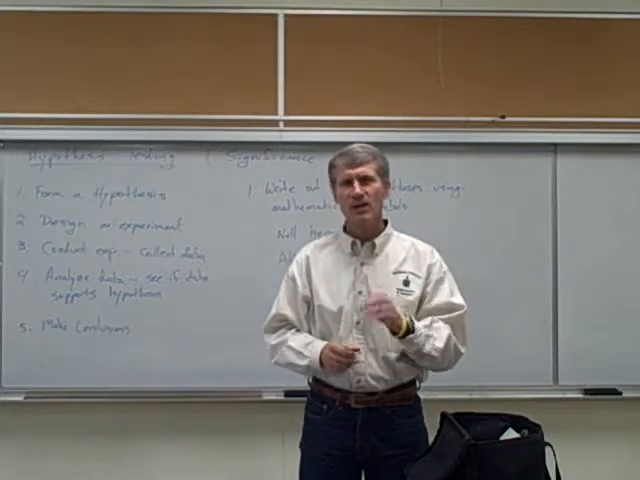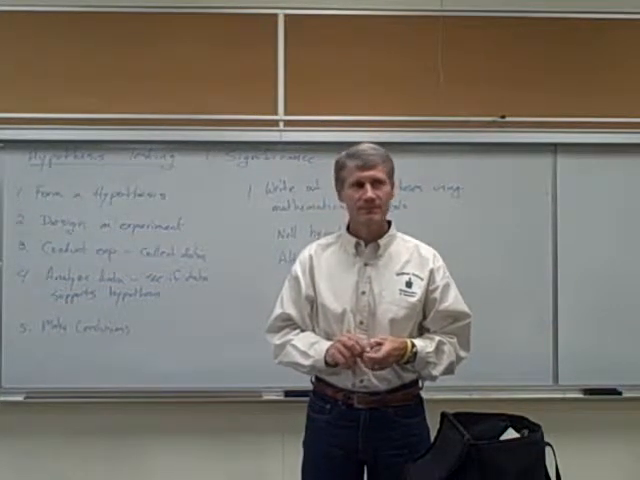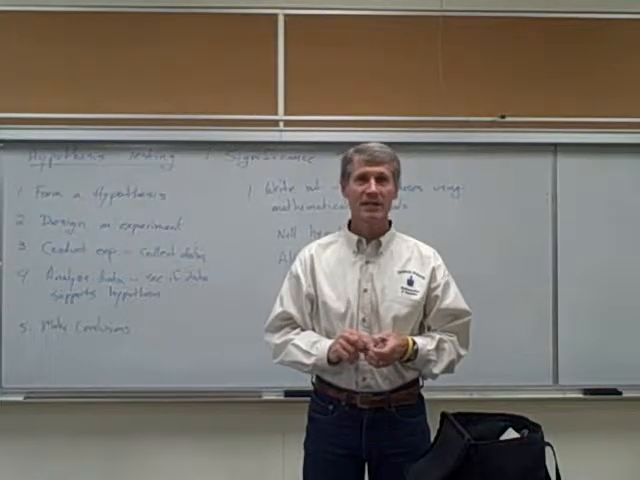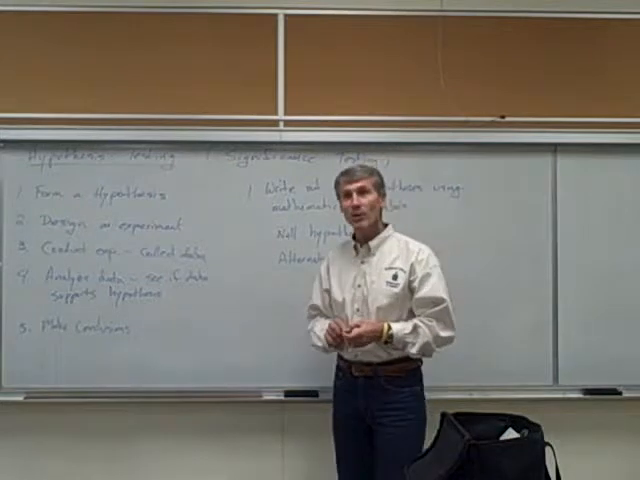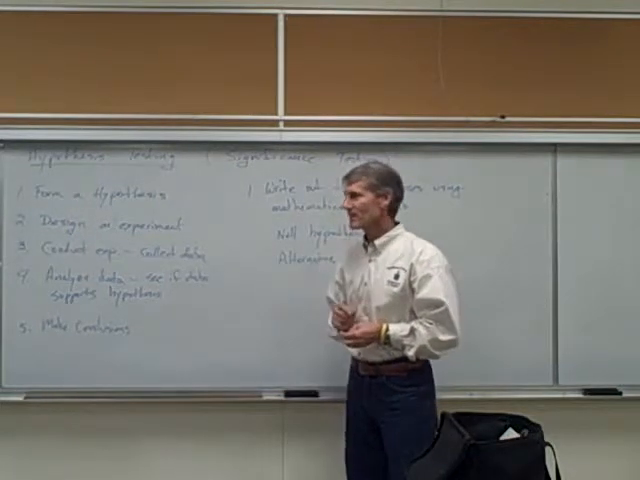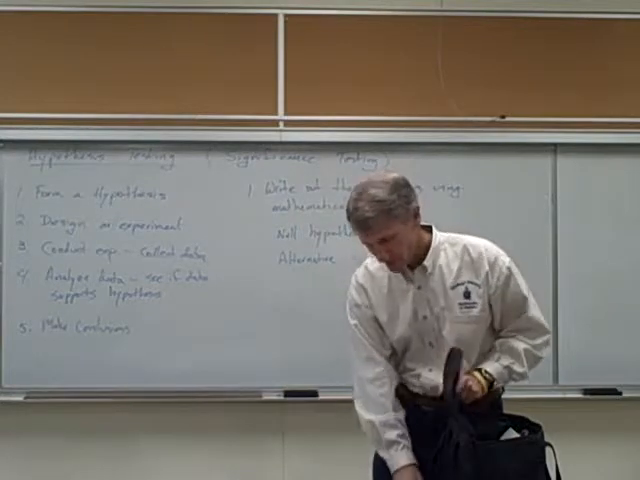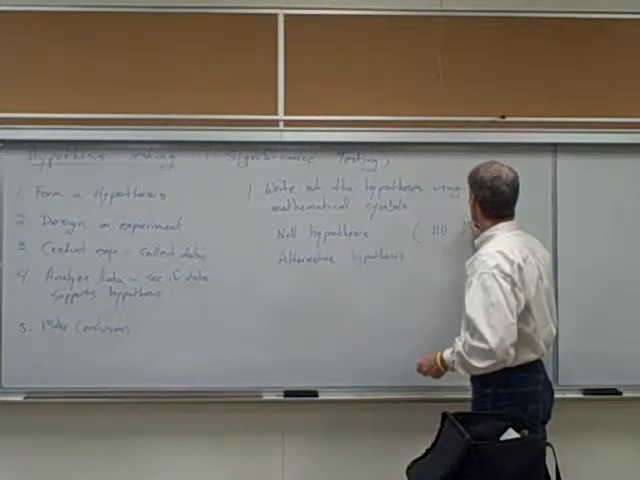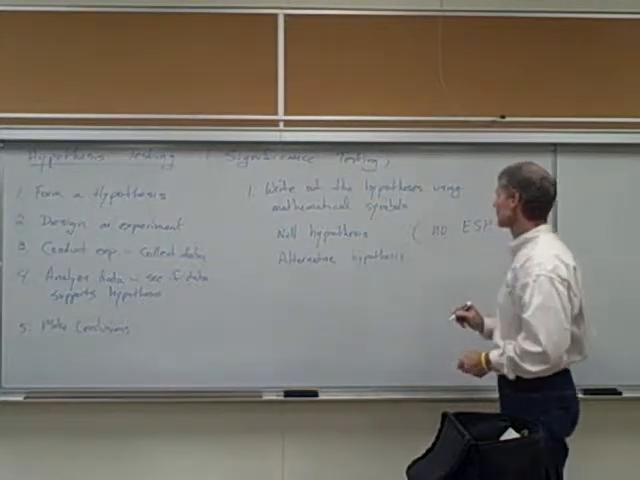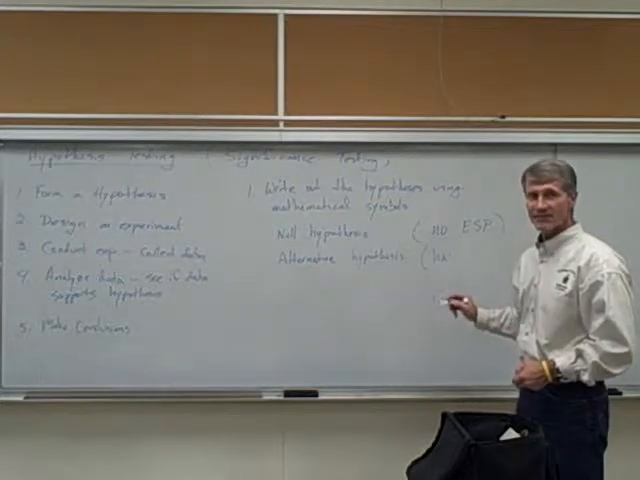One of those hypotheses will be he has ESP. The other one is he does not have ESP. Which one do you think would go with the word null? What does the word null mean? None. 0, right? So no ESP would be the null hypothesis. So the alternative hypothesis is the opposite of that. So no ESP. The alternative is that he does have ESP.